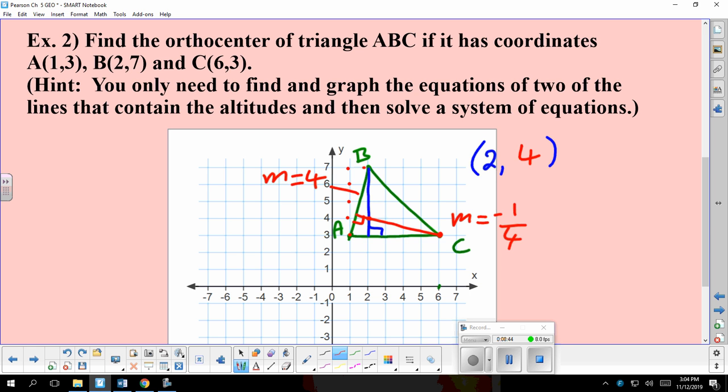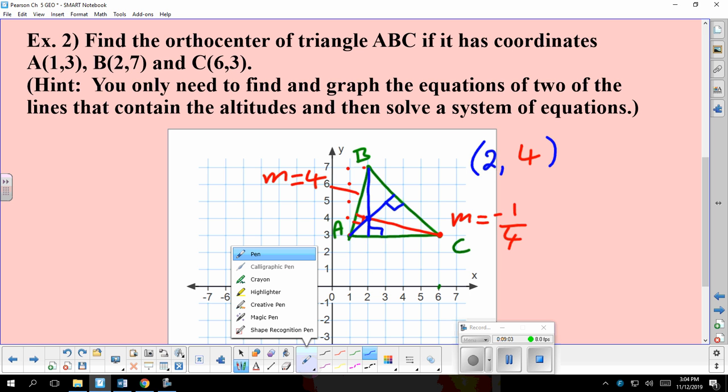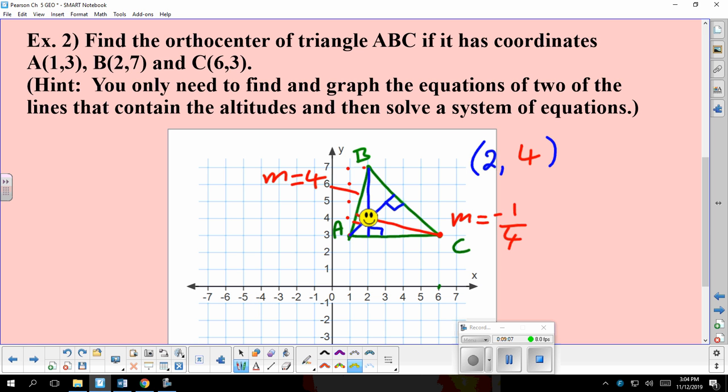We can find the other altitude by going through there. So the other altitude is right there, coming perpendicular from this line to the opposite point. So this has a slope of -1/1, so -1. So coming off here, a slope of +1 gets me to right there. So my orthocenter is right there at point 2, 4.